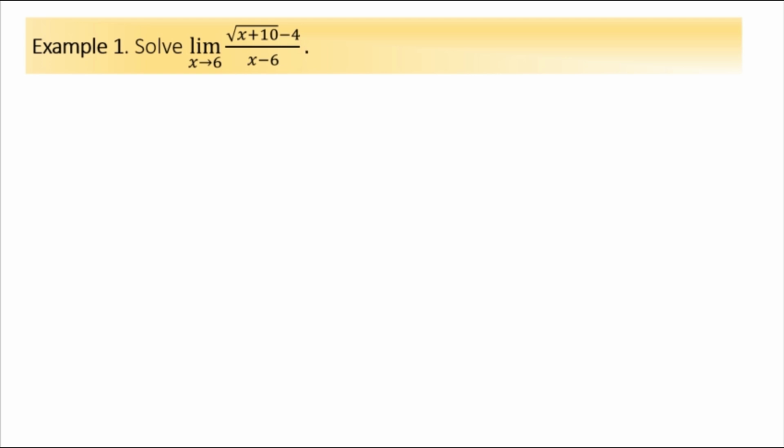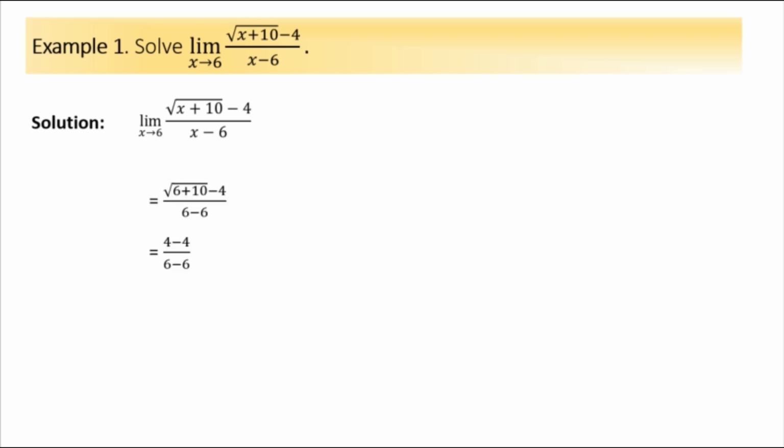Example 1, solve for the limit of square root of x plus 10 minus 4 all over x minus 6 as x approaches 6. Solution: when direct substitution is performed, we get 0 over 0. As mentioned a while ago, it does not mean the limit does not exist. It just requires us to employ some technique in solving the problem.